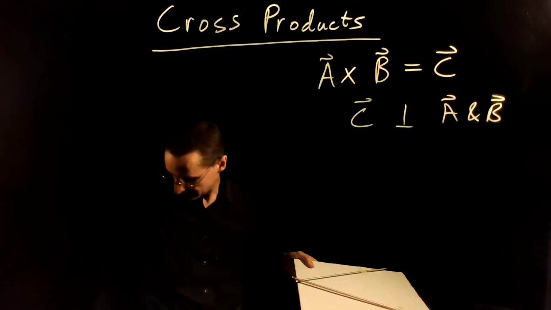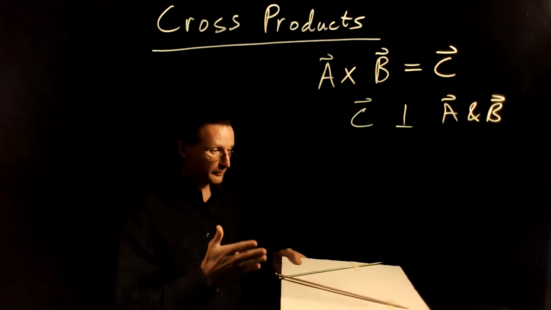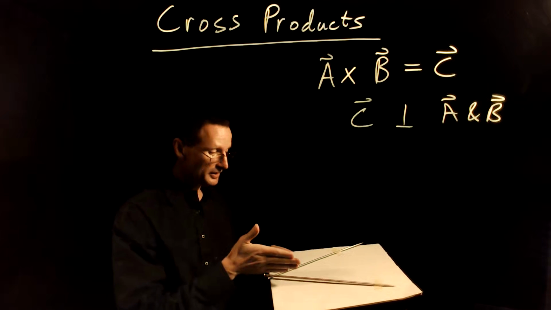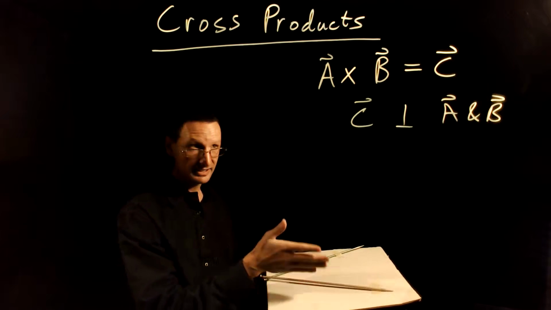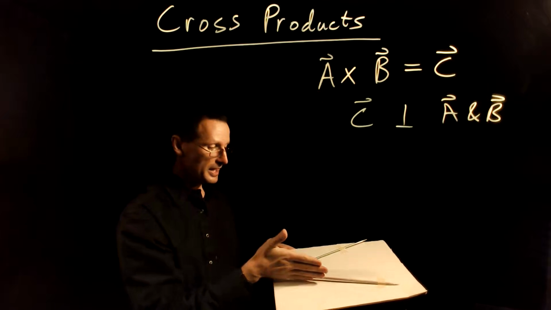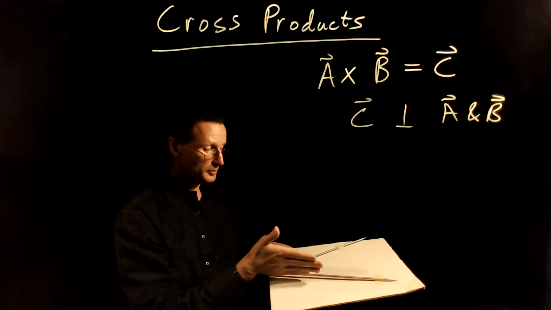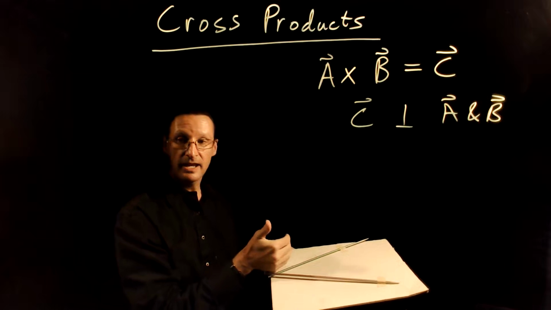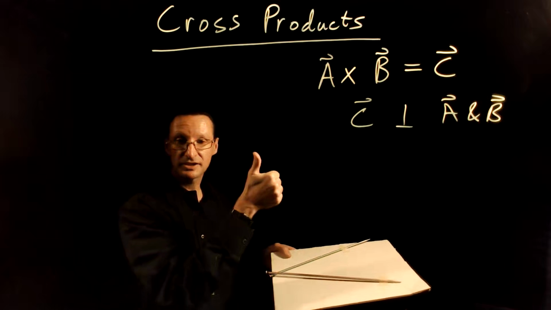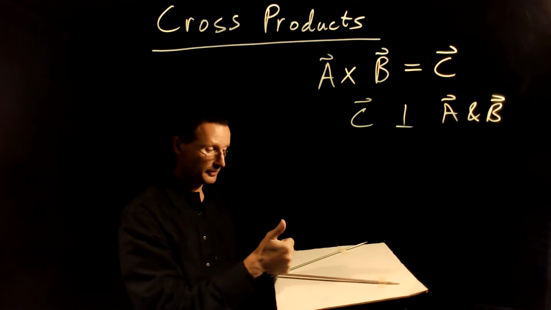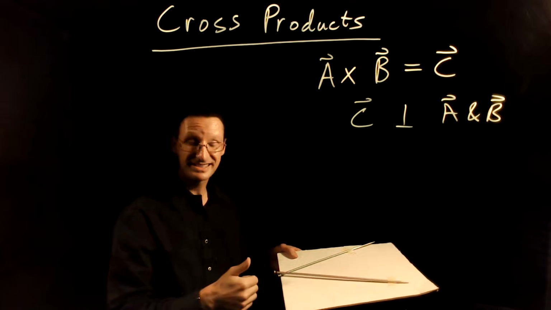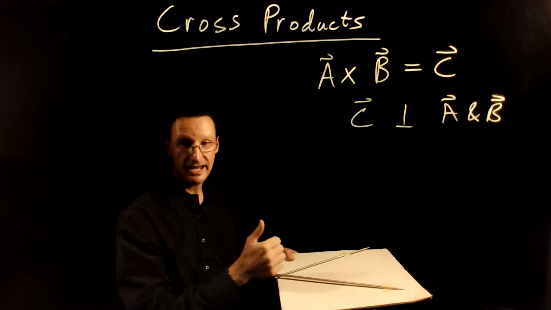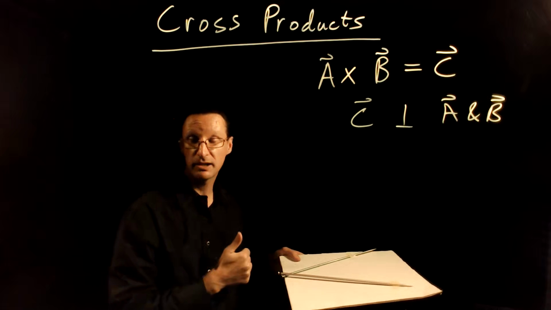The way you use this is as follows. You take the fingers of your right hand and you point them along A. That's the first vector. Then you push that vector into the second vector, so push it into B. Then your thumb will point in the correct direction for C, the resultant. And that is always going to be perpendicular to the plane.